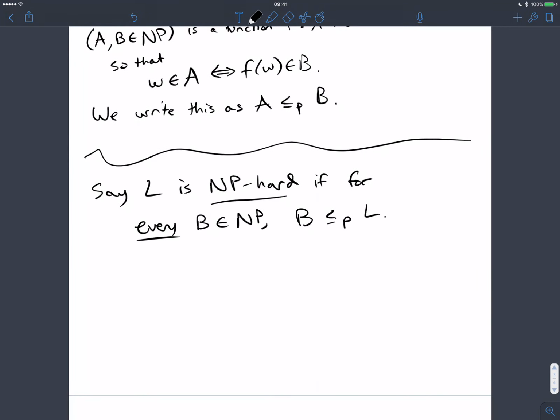Why does this get what we want? Well, if L was in P, or is polynomial time solvable, well, let's see. Take your favorite NP problem, do the polynomial time reduction to L, and then solve it with the polynomial time algorithm. So polynomial times polynomial, I think, is still polynomial. So this actually tells us something important. If L is in P, then P equals NP.